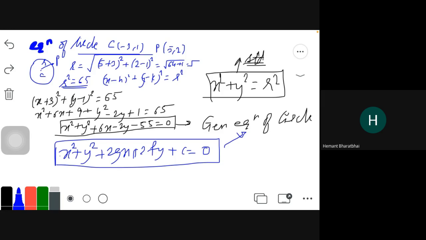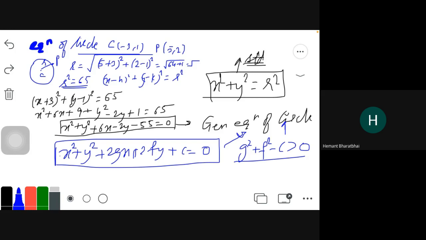So whenever you see an equation of this form, x square plus y square plus something plus minus something, it will always be the equation of the circle if and only if the value of g square plus f square minus c is greater than 0. So this general equation x square plus y square plus 2gx plus 2fy plus c equals to 0 will represent equation of the circle if and only if g square plus f square minus c is greater than 0.